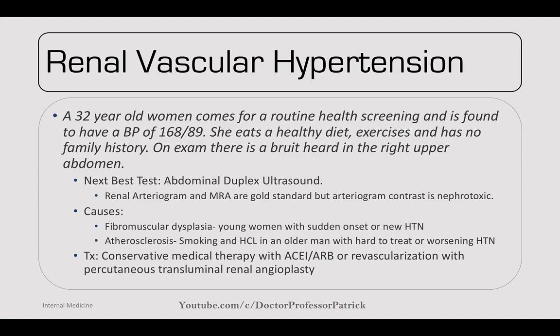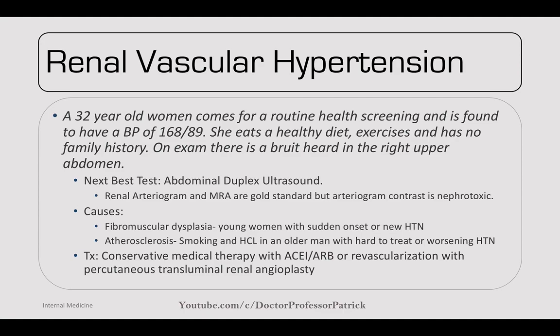So now we've got renal vascular hypertension. So these are usually either younger women or older men, and they'll present for health screening, and they'll have an elevated BP. This young woman with an elevated BP has a healthy diet, exercises, no family history. On exam, you might be able to hear a bruit in the right or left upper abdomen.